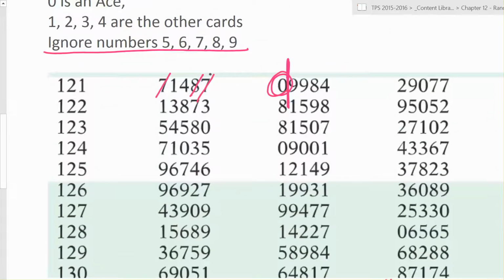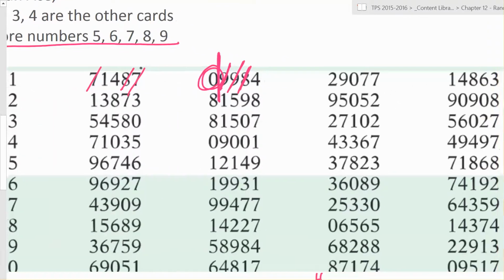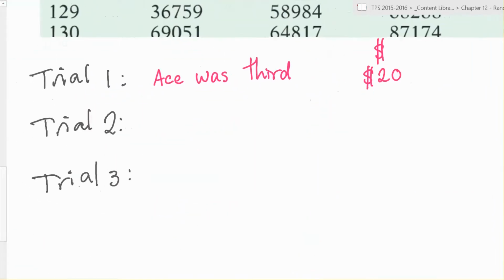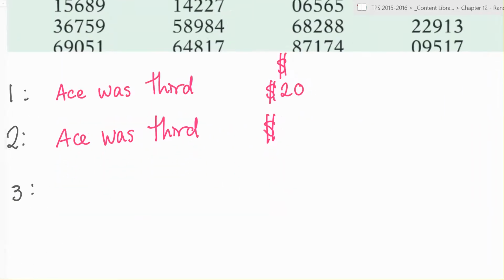So, starting from where I left off, I see 9. That's out of the range. 9 again, out of the range. 4 works. That means we got another card. 2 is an other card. 9 is not in the range. And then I see 0. I'm going to stop there. So again, the ace was the third card drawn. So again, I won $20.